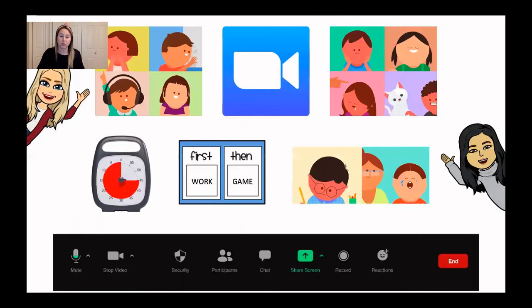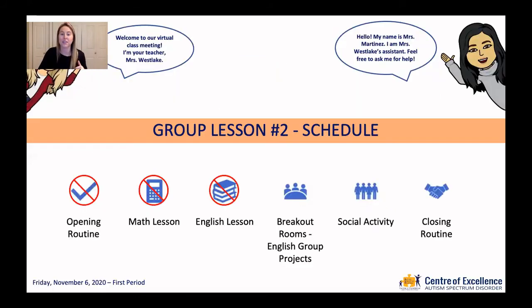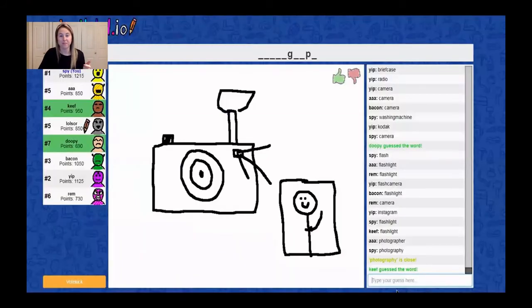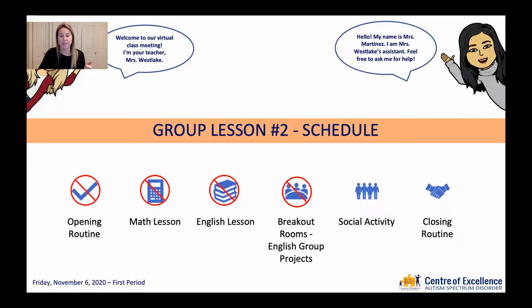So I'll show you some examples here. So breakout room with our time timer, first-then card, whatever materials or tools your students need to work in small groups. We'd come back to the schedule, indicate that breakout room is done, and maybe it's time for a social activity. So that would happen. And now we're wrapping up the lesson.